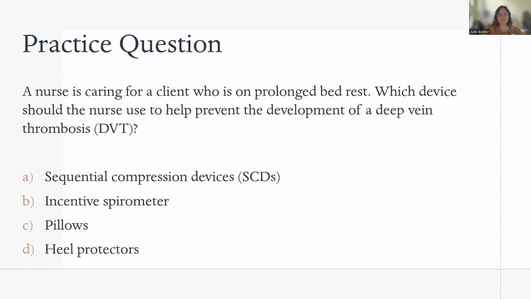Not going to spend that much time on this topic or this question. Incentive spirometer helps to prevent atelectasis from immobility. Pillows and heel protectors are more for positioning and preventing pressure ulcers. These are all definitely effects of immobility, but specifically looking at a DVT, we need lower limb movement. If it's not ambulation, again, TED hose or SCDs. Okay.